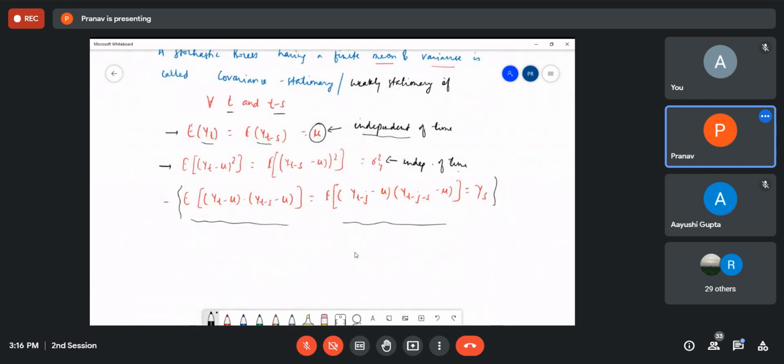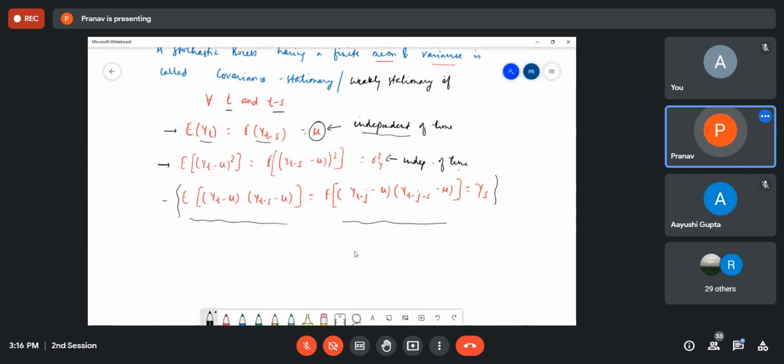Take it as an example. Suppose you are calculating the covariance of y1 with y2. Let me call it yt, and let it be yt plus 1, yt minus 1. Whatever covariance comes, suppose let me denote it by gamma 1. So think of it to be y2, think of it to be y1. What it says is that the covariance of y2 with y1 must be equal to... you see this j is equally subtracted from both sides.